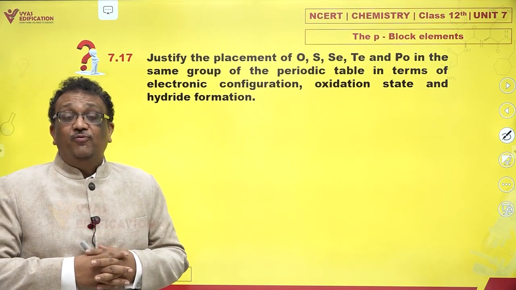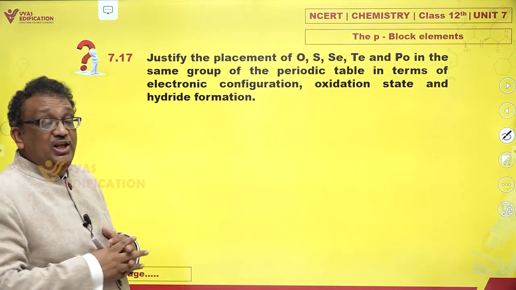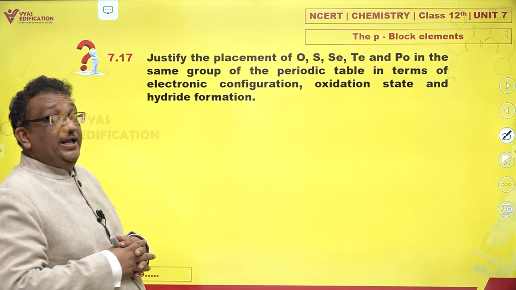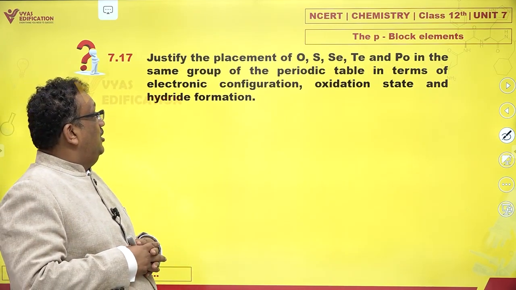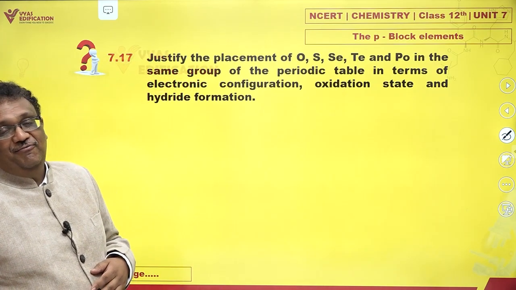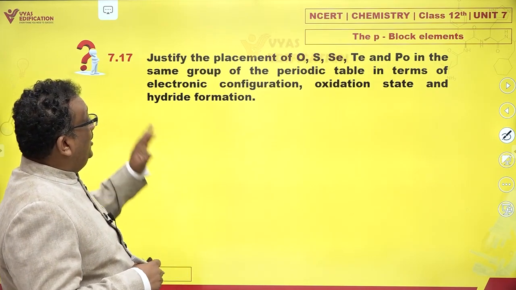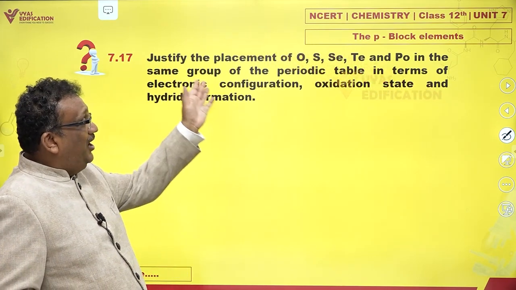Justify the placement of oxygen, sulfur, selenium, tellurium and polonium in the same group of the periodic table in terms of electronic configuration, oxidation state and hydride formation. This seems to be a very interesting question. They're trying to ask, why are they in the same family?